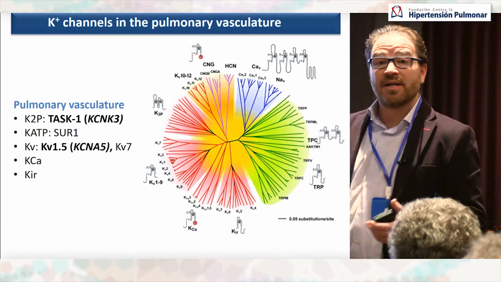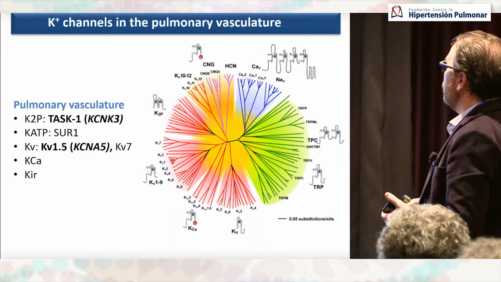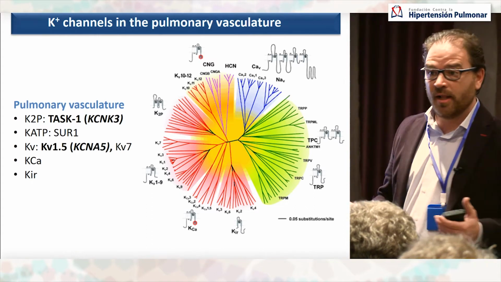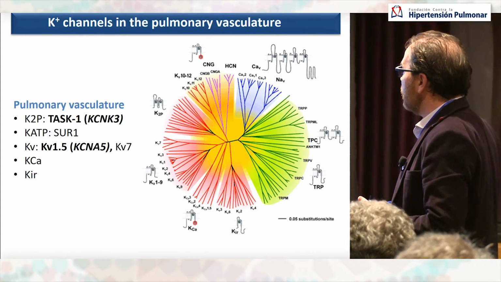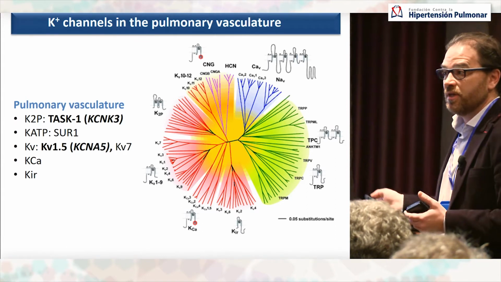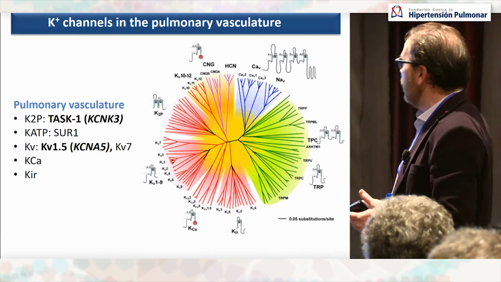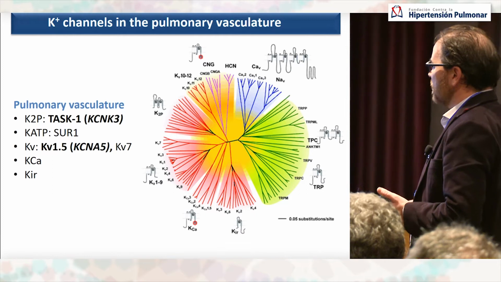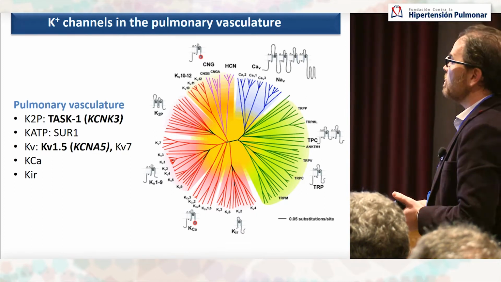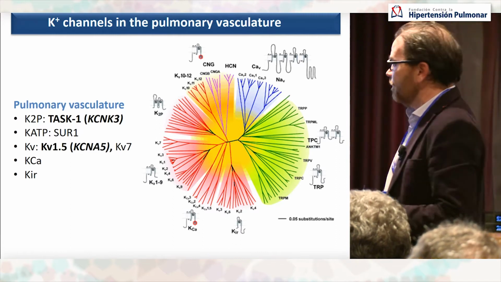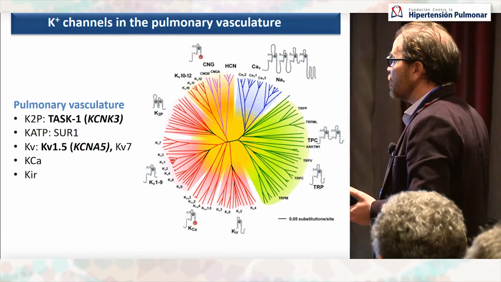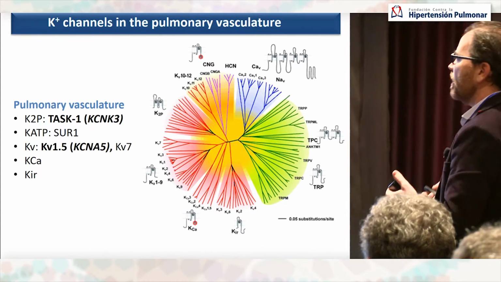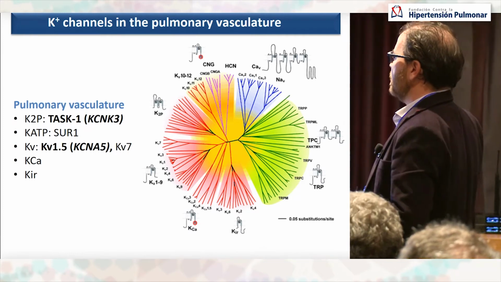Now, what potassium channels are important in the pulmonary vasculature? Here you can see the superfamily of ionic channels, and in red are represented the potassium channels, which, as you can see, account for essentially half of the ion channels expressed in the human genome. Many of them are expressed in the pulmonary vasculature, but unfortunately I don't have enough time, so I will just focus on some of them for which we have more evidence of their role in the pulmonary vasculature and in the pathophysiological role in pulmonary arterial hypertension.